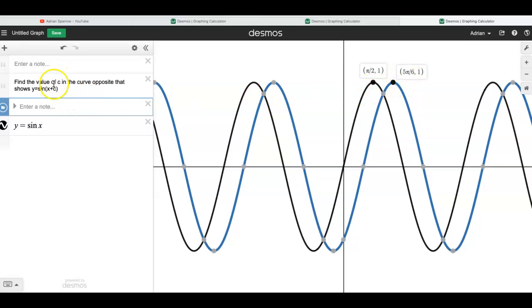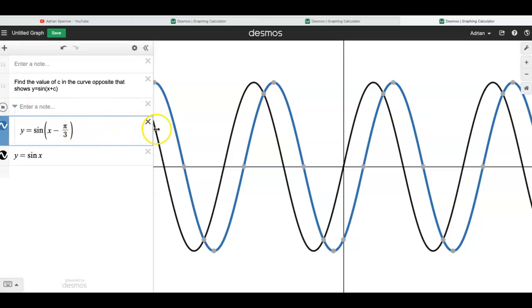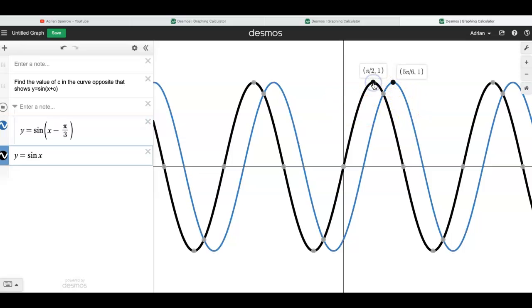And then the c number will be minus pi over 3. Because I'm going to the right, and there we have it. There's the graph, and it's minus pi over 3. So this is called the phase shift. You might need to do a bit of practice with this to get this in your head.